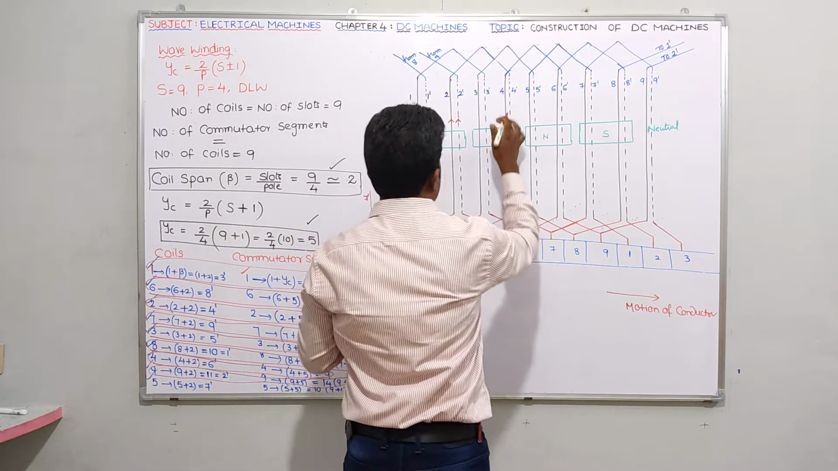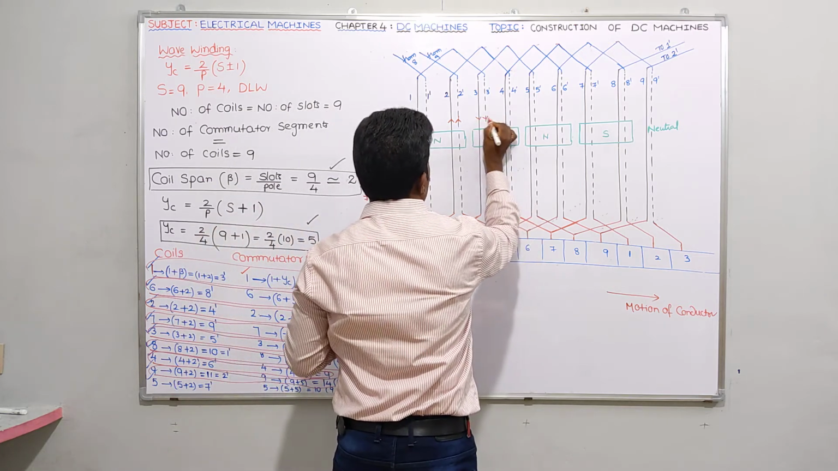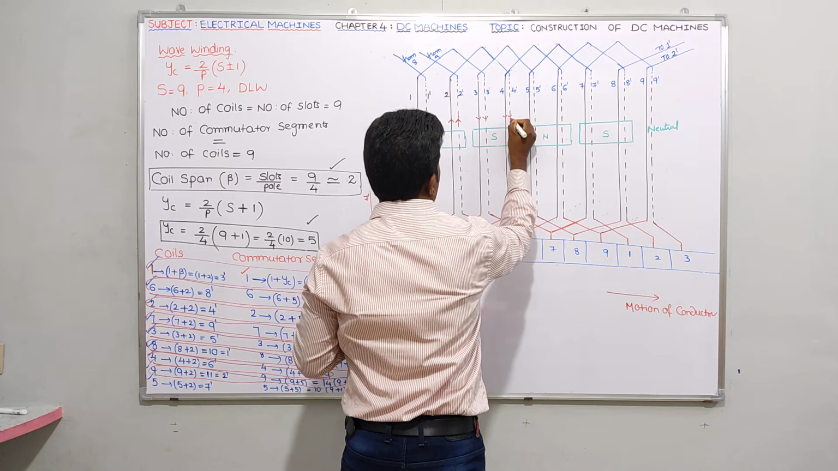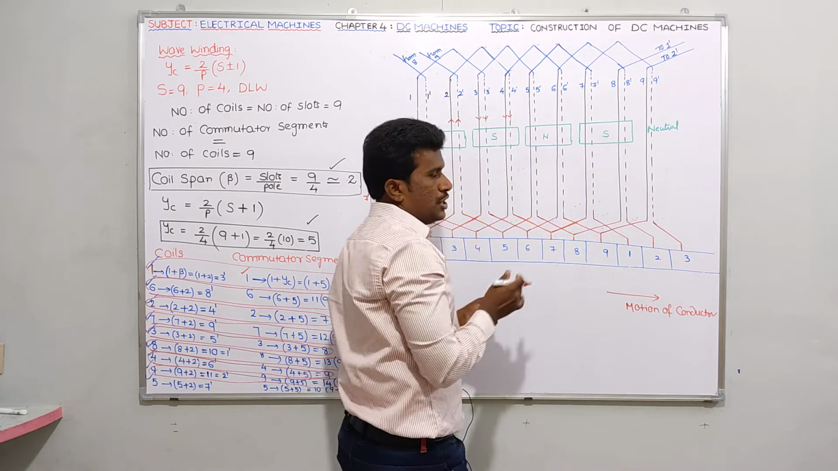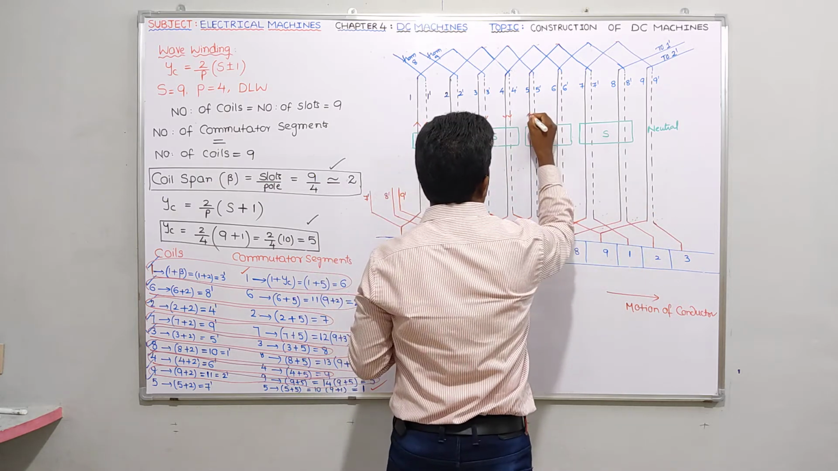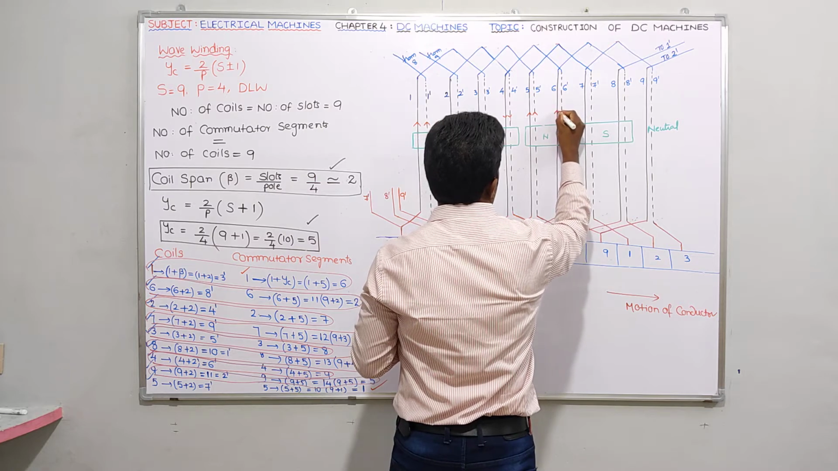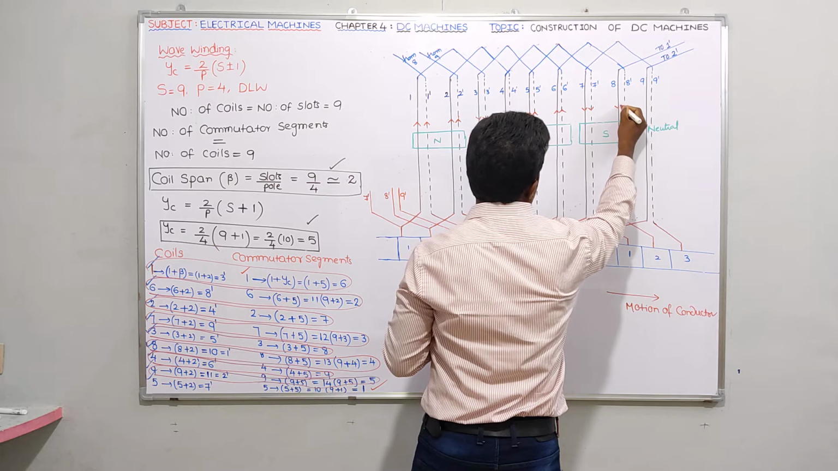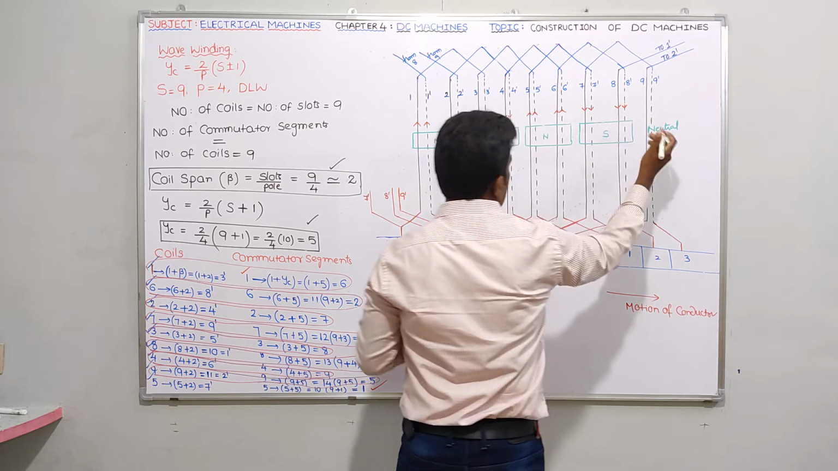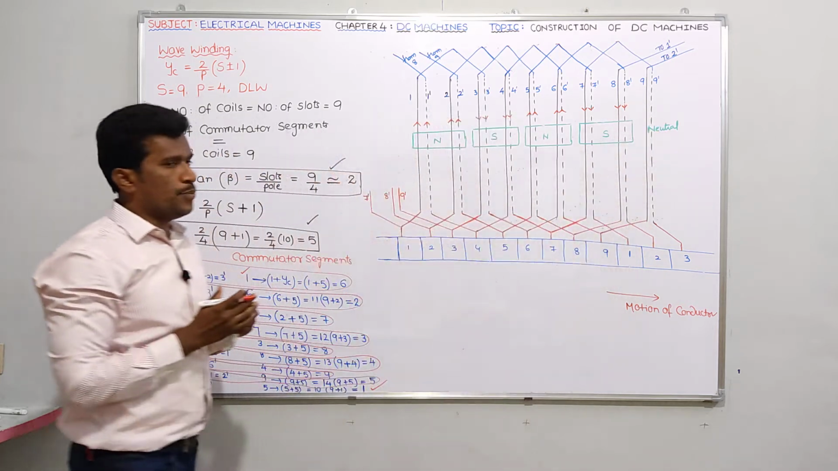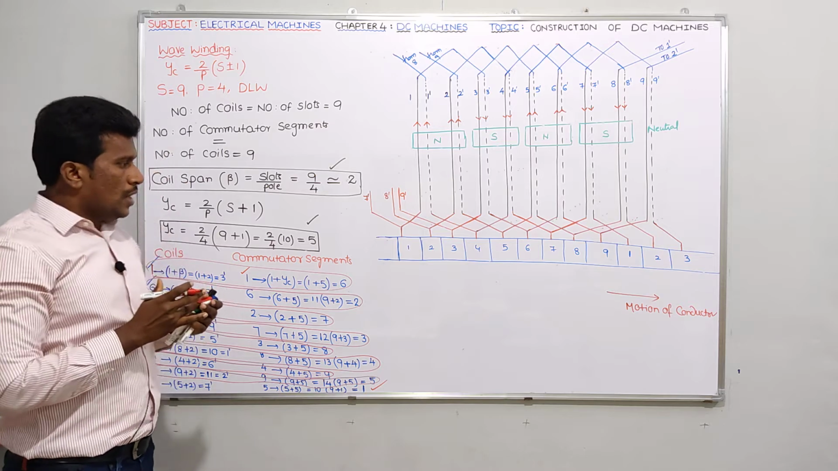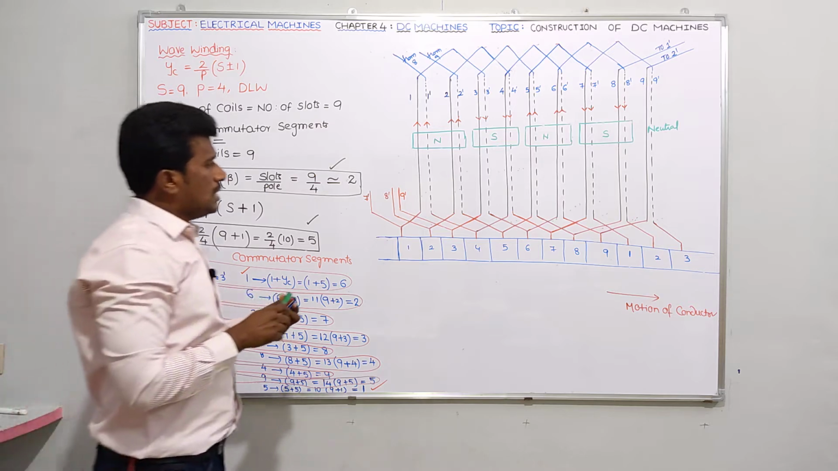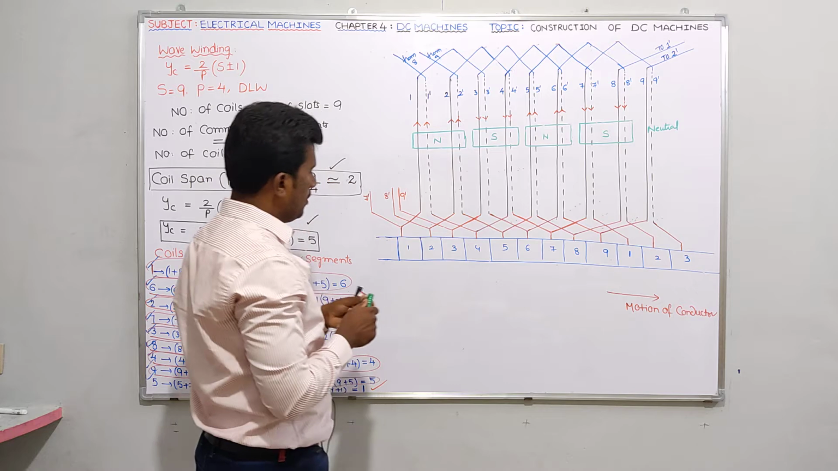So let me complete that. South pole means downward direction of current here, downward. Those who are having doubt can check the previous video. Okay, here north pole upwards, south pole downwards. Okay, this is not under the influence of any pole. Right guys, now please let me complete this.